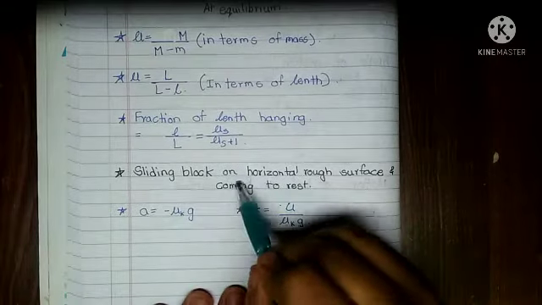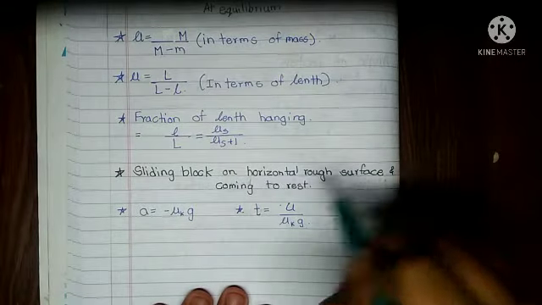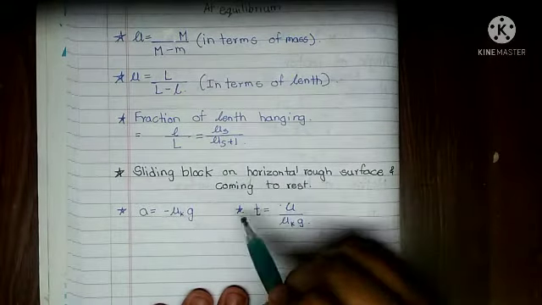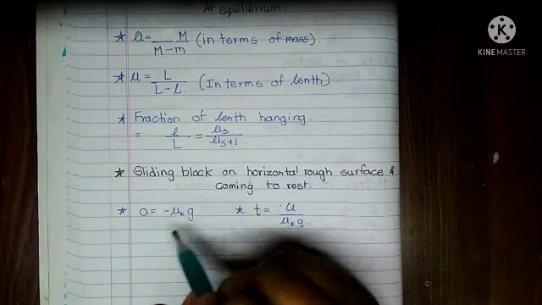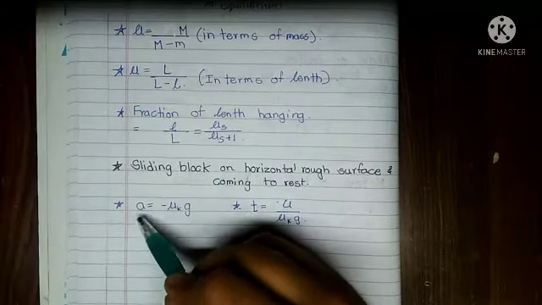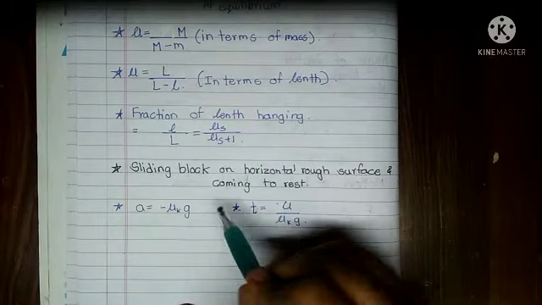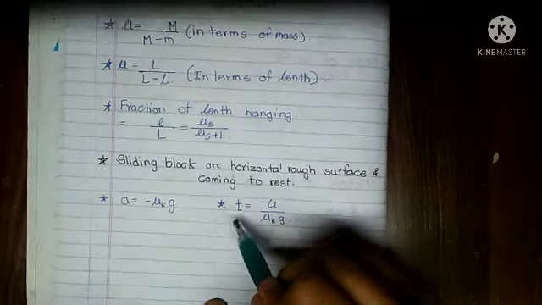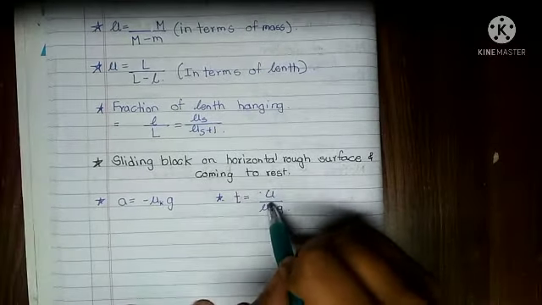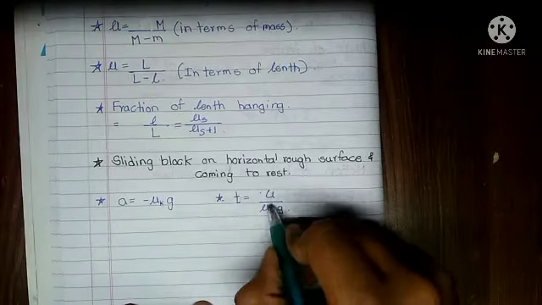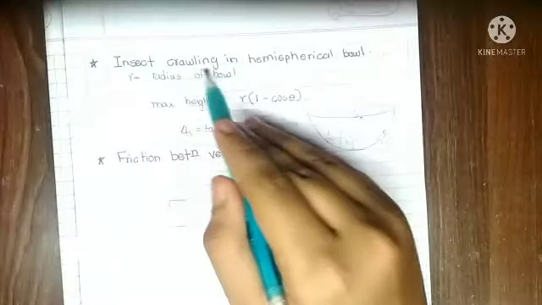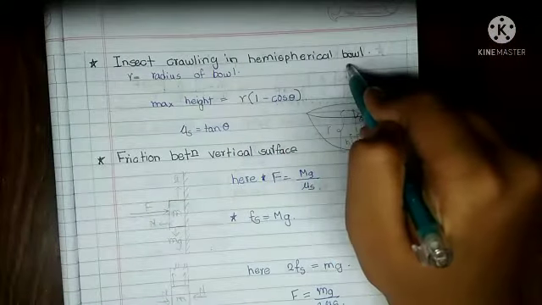Sliding block on horizontal rough surface and coming to rest. This is also an important concept. Here acceleration or retardation is equal to minus mu k g, and time to stop is equal to initial velocity upon mu k g.